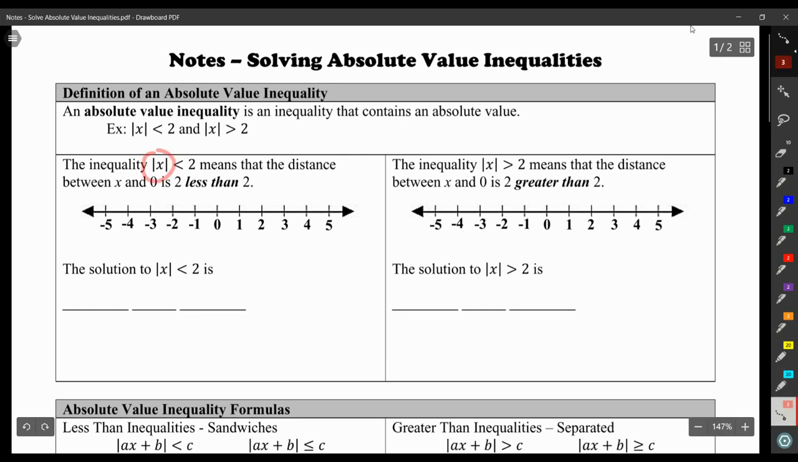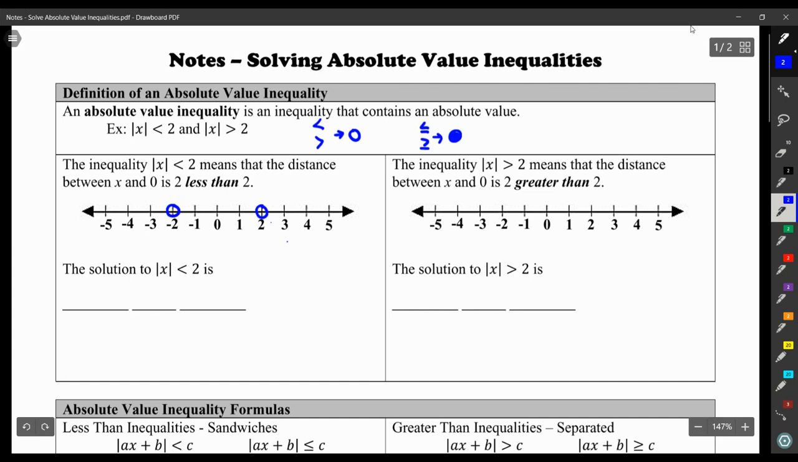So the absolute value of x is less than 2 means that I want the distance from 0 to be less than 2. So what we're going to do is first put our boundary lines. So what is exactly 2 away from 0? Well, that would be a 2 and a negative 2. Now, the reason I put open circles is because if it is a less than or a greater than without equal to's, those are always open circles. If it is less than or equal to or greater than or equal to, those are closed circles.